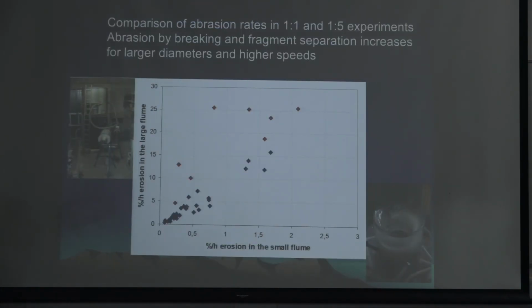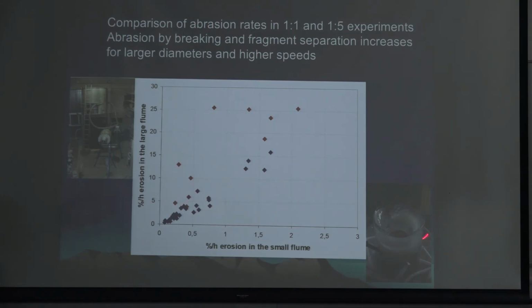Another problem with the scaling, not with hydraulics, but this time with really the mechanical part. We have been comparing, for example, abrasion rate on pebbles in the small flume and the large flume. Normally we would expect some linear relationship with a factor of 10 because the pebble velocity is not the same here and here. Here it's much slower than here. But you see that there are a number of points that deviate from this linear agreement. And the explanation is because at higher velocity you have more fragmentation, and for larger size also.